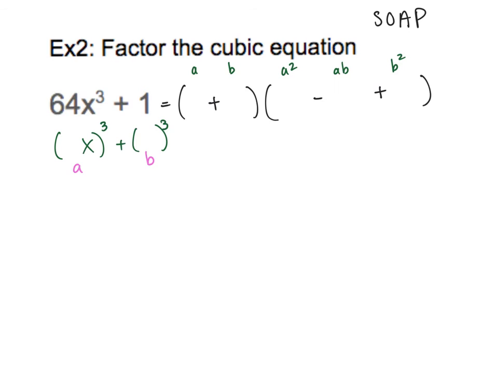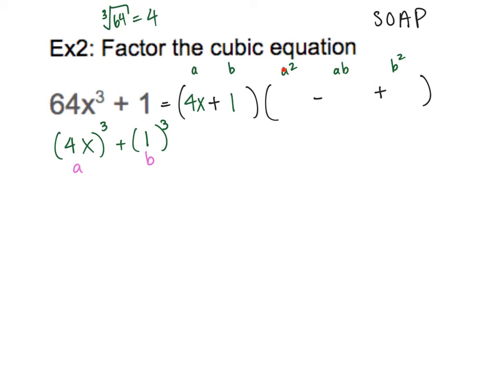So cube root of 64. You can try that in the calculator, but basically you're asking yourself what number multiplied 3 times would give you 64, and it's 4. So 4 times 4 times 4, or 4 cubed, would give you 64. So I know when I cube this, I have to cube the 4 and the x, giving me 64x cubed. Now, the cube root of 1 is pretty easy. It's just 1. So I know my a here is 4x. My b here is 1.